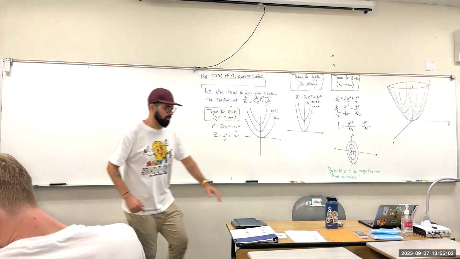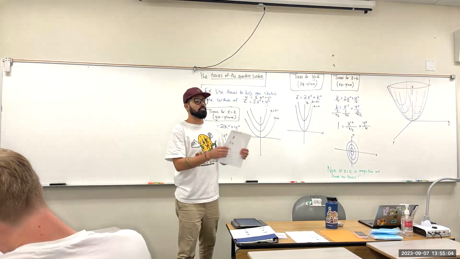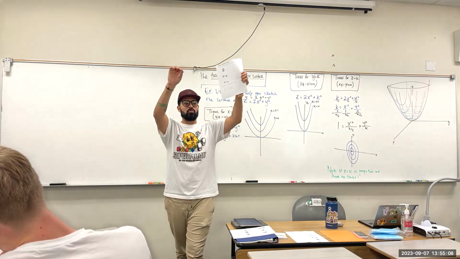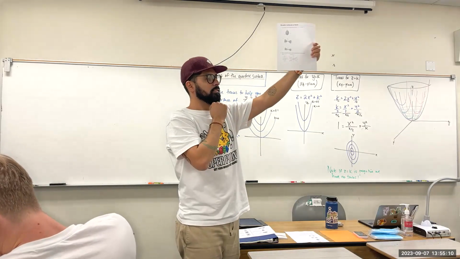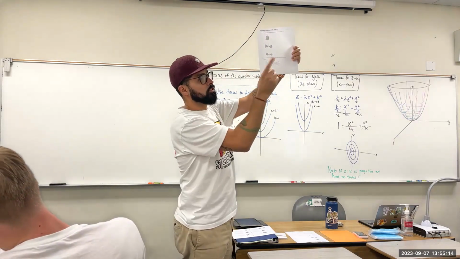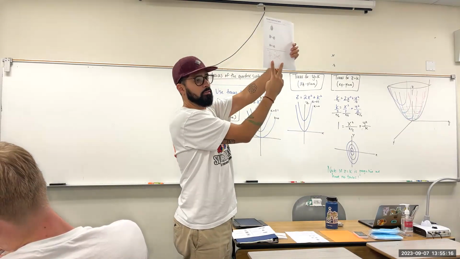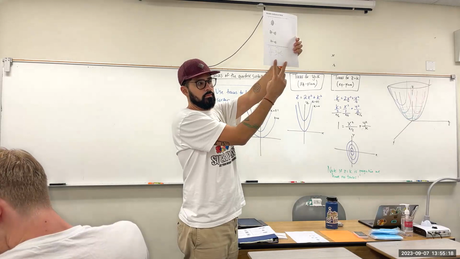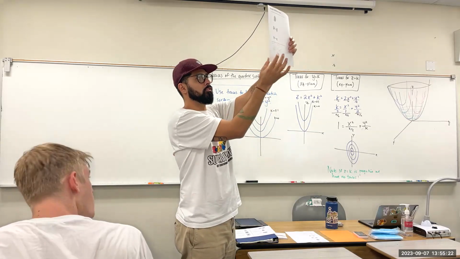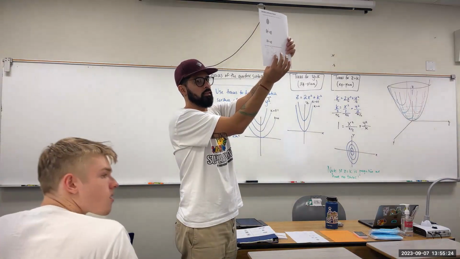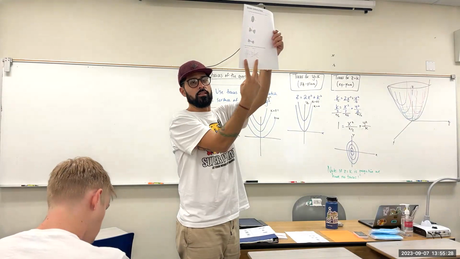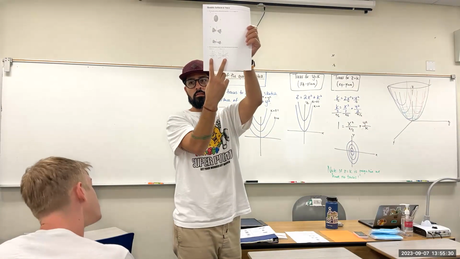Let me clarify that. Guys, real quick. Number two, your surface should have both of these as the trace. Because some people are drawing a surface for this trace and a different surface for this trace. No, your one surface should have both of these as possible traces. Okay?